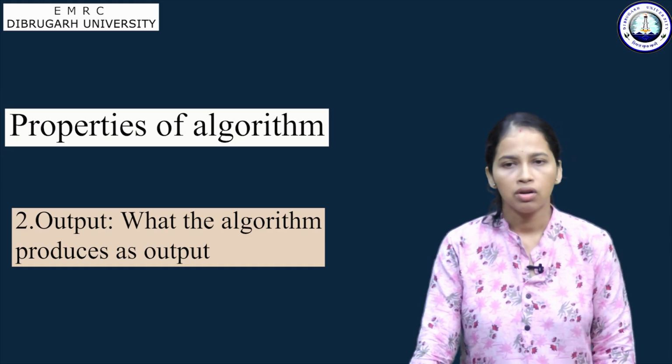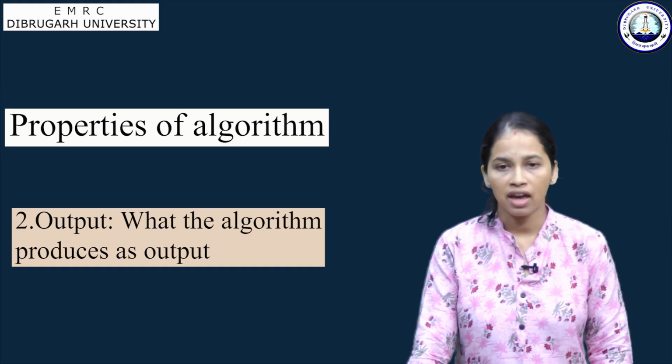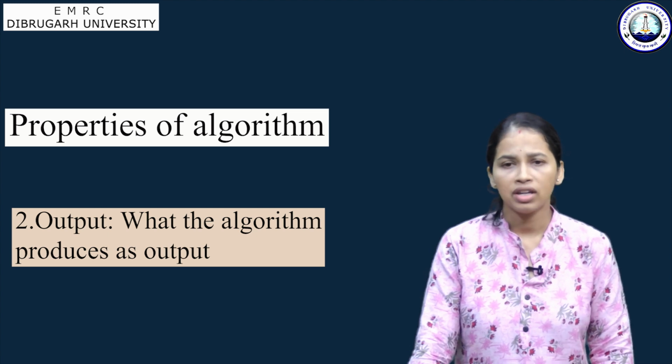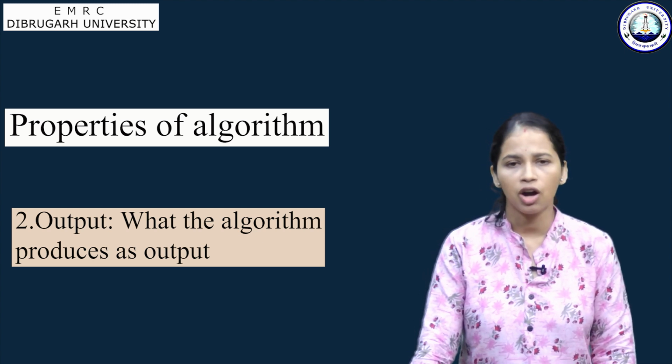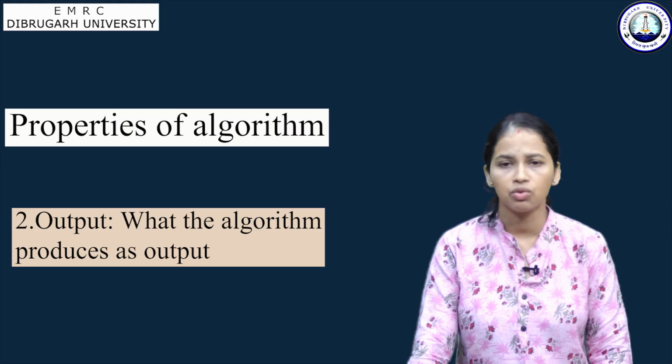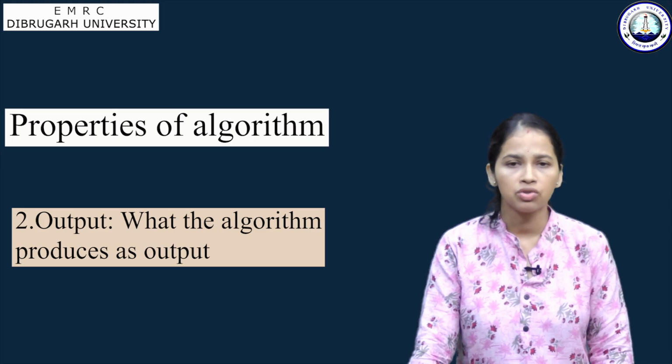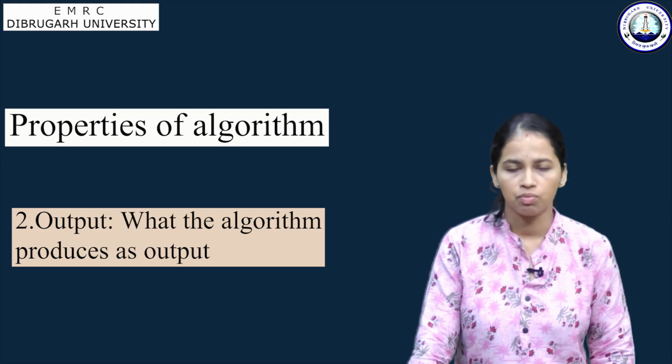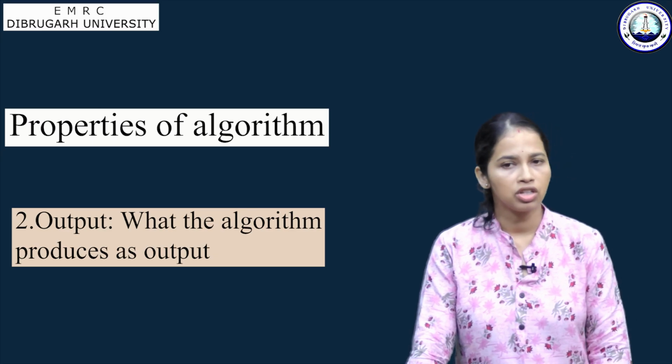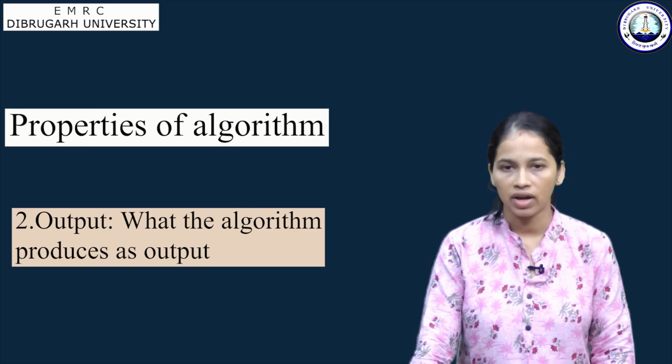So, an algorithm should have at least one output. If the algorithm does not have any output, then what is the purpose of using the algorithm? We are using the algorithm to get an output. So, every algorithm should definitely have at least one output.